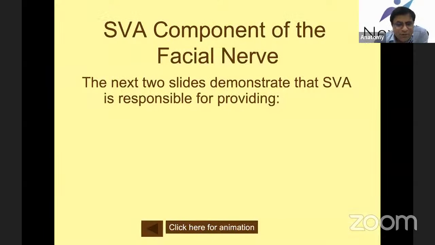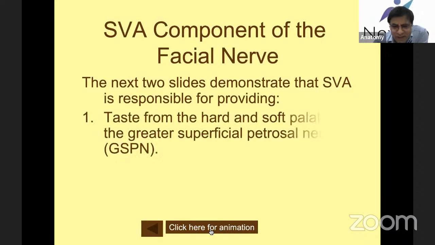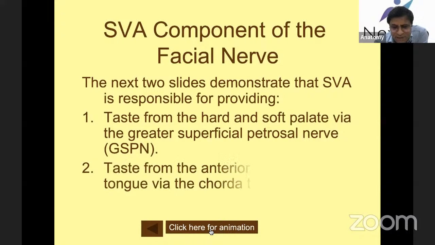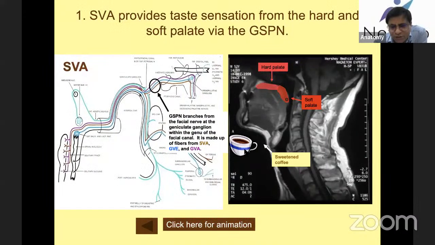Now you see the special visceral afferent component of the facial nerve, right? That is for the taste sensation. So taste from the hard and soft palate via the greater superficial petrosal nerve, and taste from the anterior two-thirds of the tongue via the chorda tympani nerve, except the sensations from the circumvallate papillae, because that's being carried by the glossopharyngeal nerve. So here you're seeing this sweetened coffee being received.